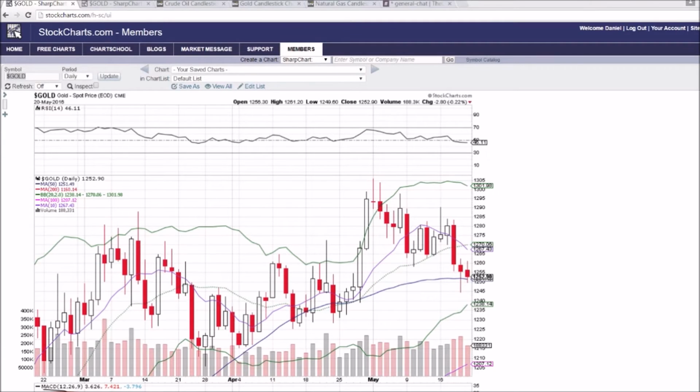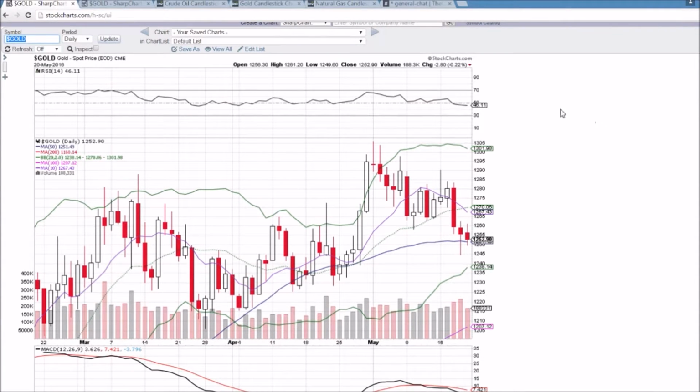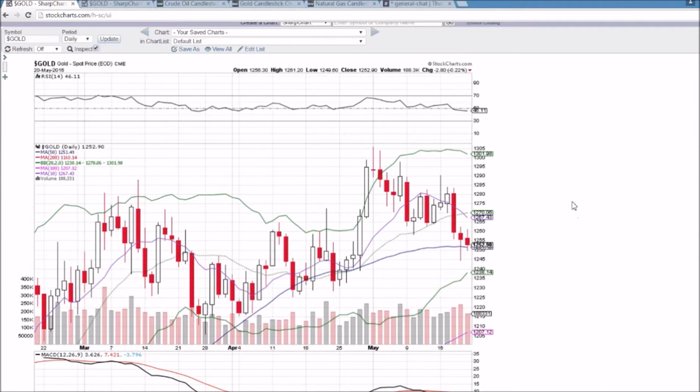Hello everybody, apologies for the late video. I've been away this weekend, so we have gold here at a very critical point. We can see we pulled back pretty significantly over the past 3 weeks, and we've got this key 50-day moving average support, which has held the past 2 days, and that is at 1251.49.